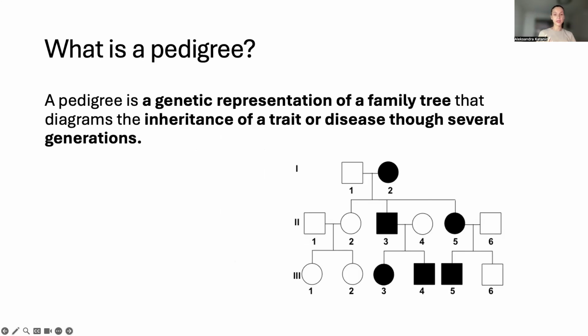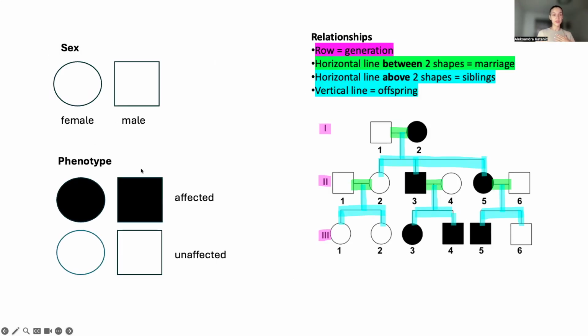A pedigree is a genetic representation of a family tree that diagrams the inheritance of a trait or disease through several generations. Sex is shown by shapes, so circles represent females and squares represent males. If they're shaded, it means that the individual is affected by the disease. If they're not shaded, it means they're unaffected. And this is what phenotype refers to.